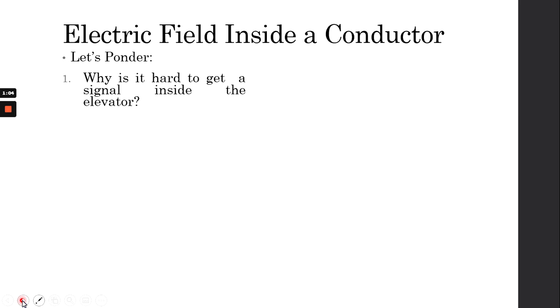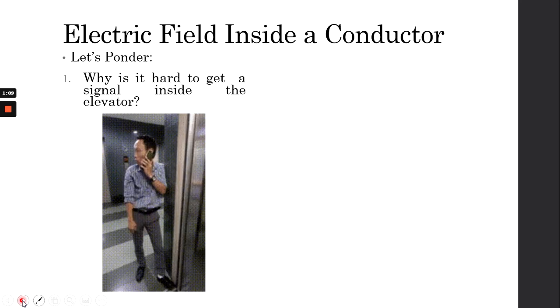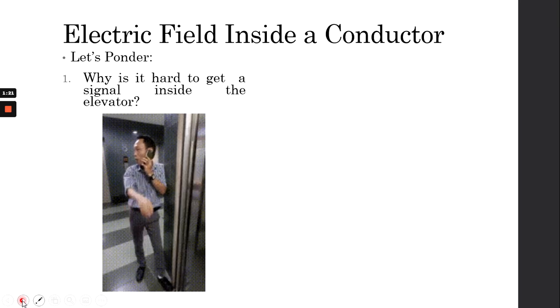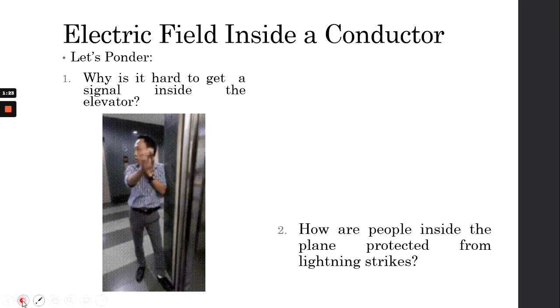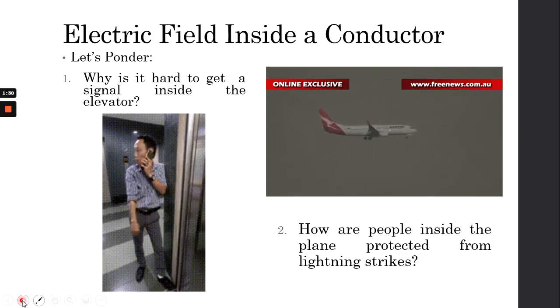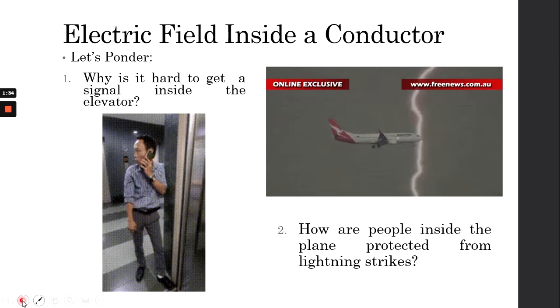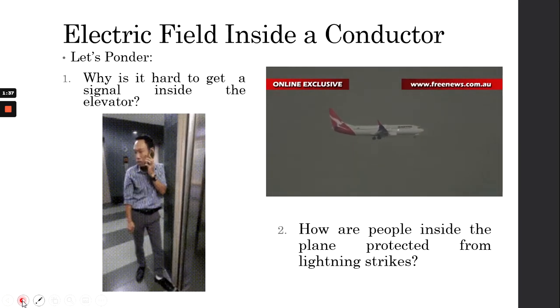Have you ever asked yourself, why is it hard to get signal inside an elevator? You might have experienced this yourself, wherein when you went inside an elevator, you found it difficult to receive text messages or even phone calls, and you would notice that there is no signal on your phone. Another related situation is how it is possible for people to be protected inside an airplane when there is a lightning strike.